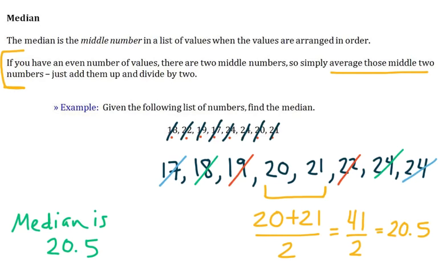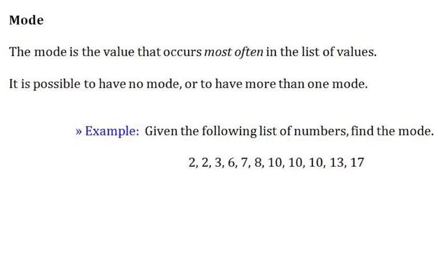So last but not least, we'll finish up by talking about the mode. And the mode of a list of values is the value that occurs most often. So note that it is possible to have no mode or to have more than one mode. A lot of times we think, oh, there can only be one mode, but there actually are a few different possibilities. We're going to capture those in the examples we have following here.